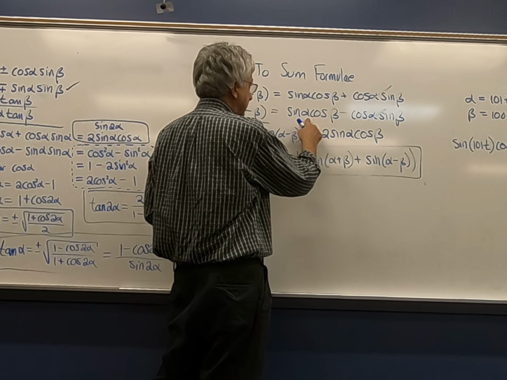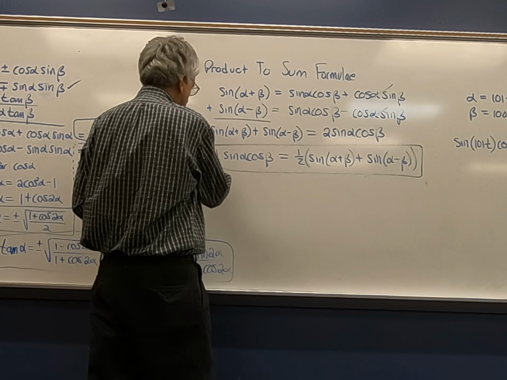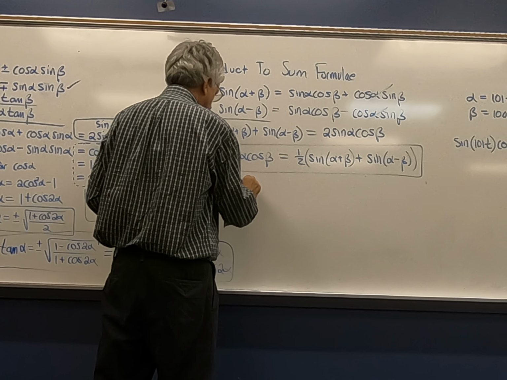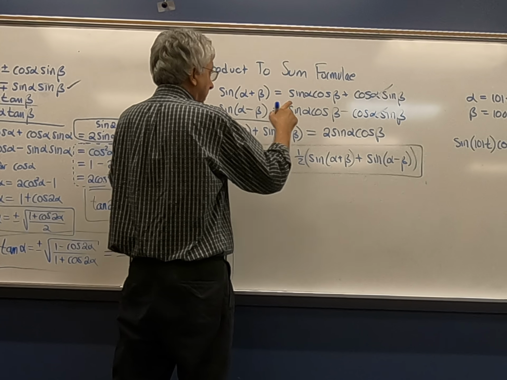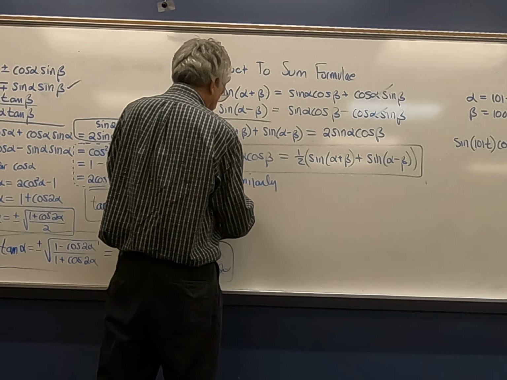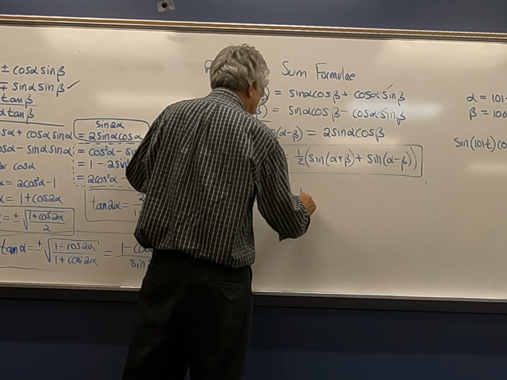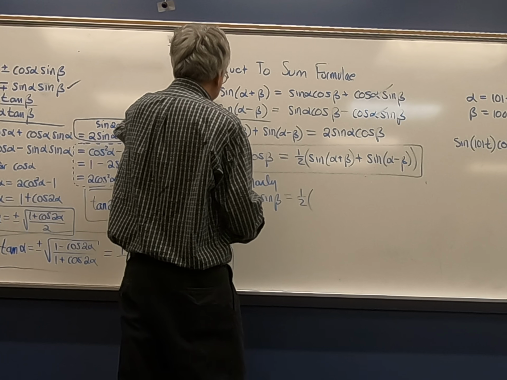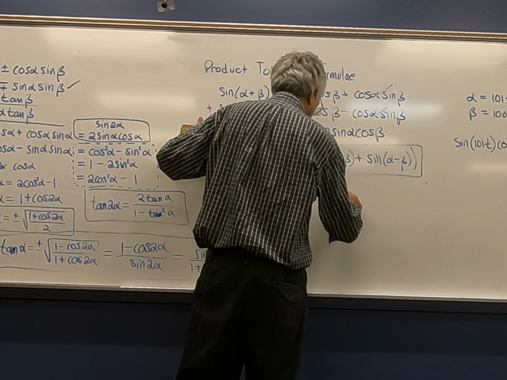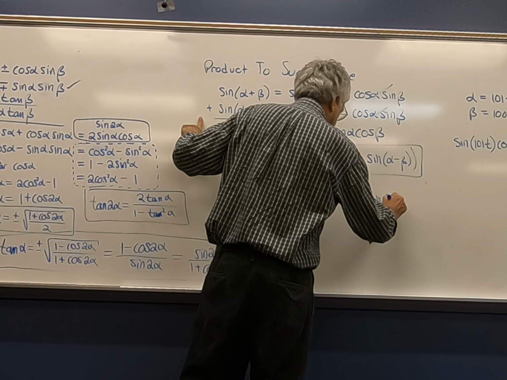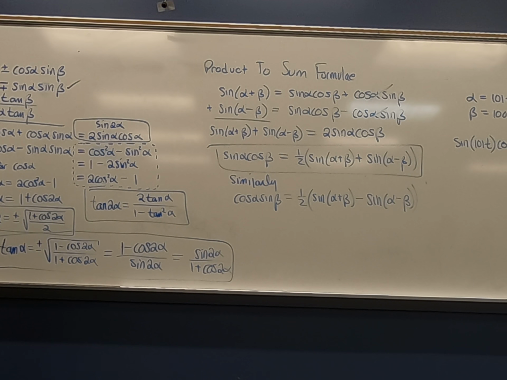Well, then these terms would cancel out, and these terms would double up, right? So you can say similarly, cosine alpha sine beta is going to be 1/2 this minus that, right? So that would be sine alpha plus beta minus sine alpha minus beta. So there's another product to sum.